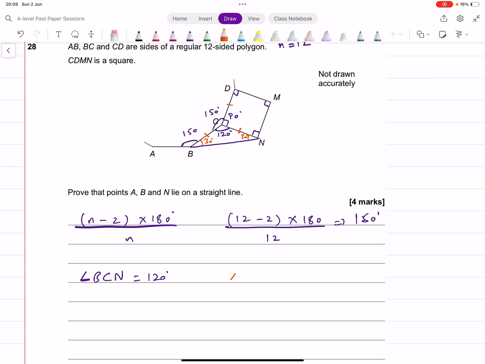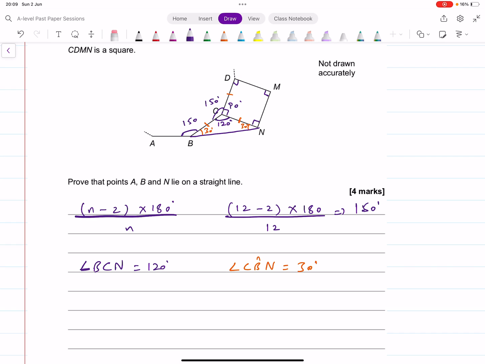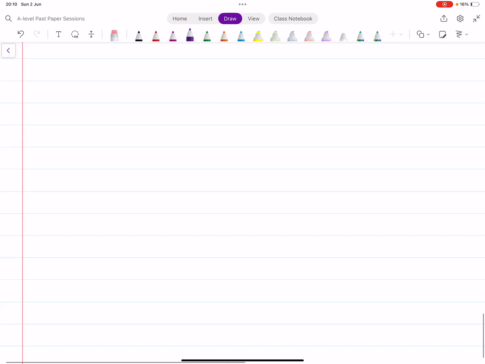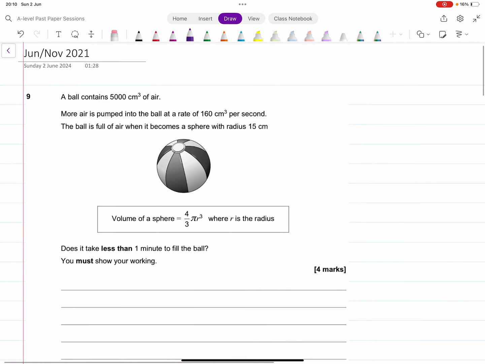So the angle CBN is also 30. And that means the angle ABN is 180, 150 plus 30. That means it's a straight line. ABN is a straight line. And that is what we had to prove here, that it's a straight line. Okay, let's move on. Let's look at the next paper now, November 2021.